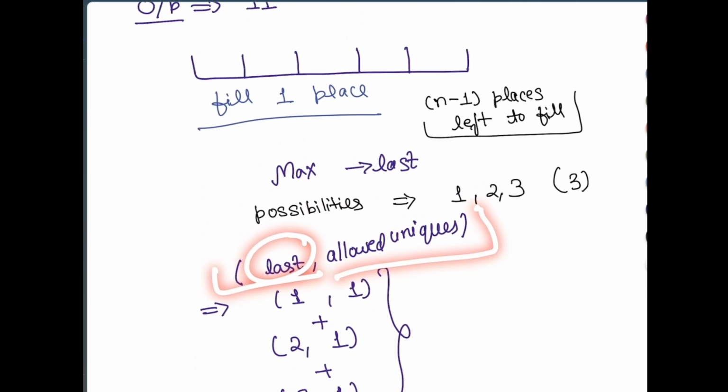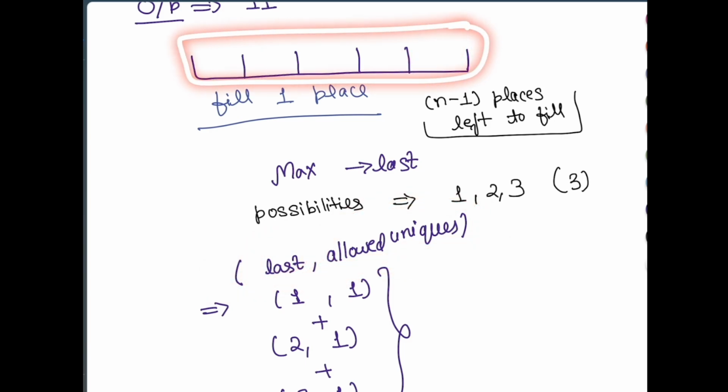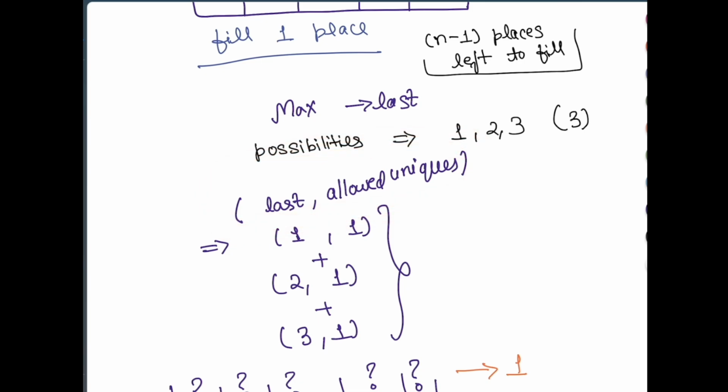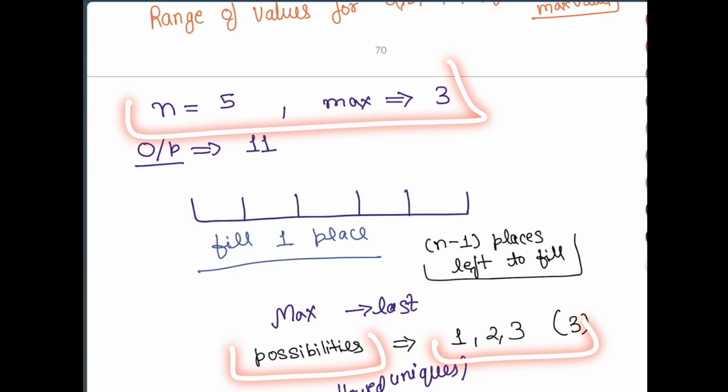The last is the last element I am putting here, and the allowed unique is the number of unique values I want in my array. Okay, I am going to call this function 3 times, or I can better say that I am going to call this function the number of times the possibilities I have. So I have 3 possibilities in this particular input. So I will call this function 3 times.